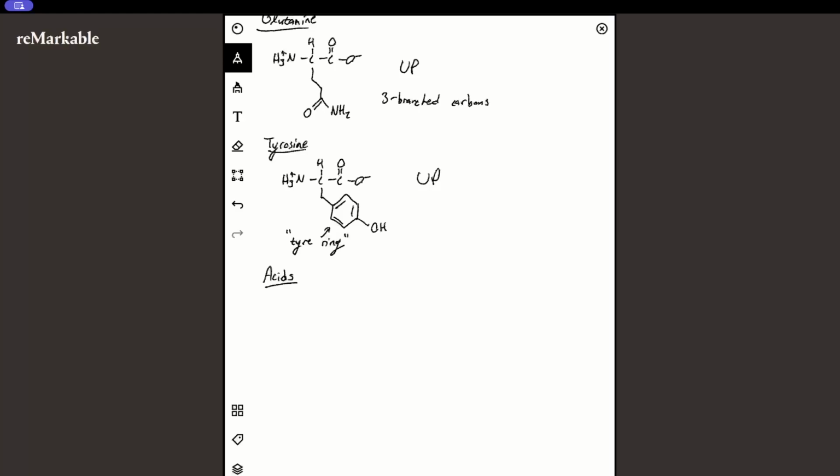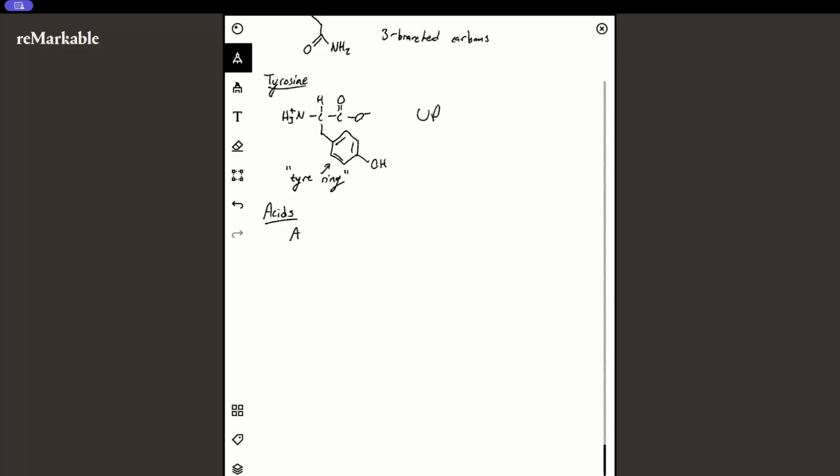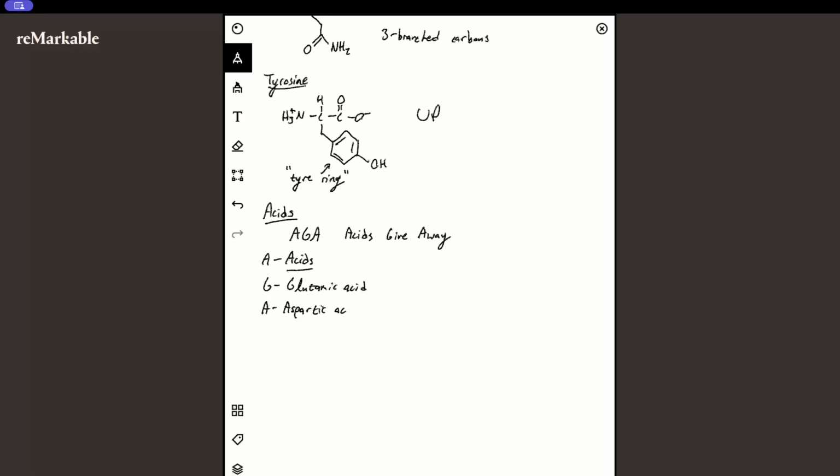The acronym I use for our acids is AGA. Now this one I did not come up with. I got this one from online, and the way they wrote it is that acids give away, in the sense of they give away protons, or proton donors. So this stands for acids, and then G, glutamic acid, A, aspartic acid. Not a lot to memorize. It's pretty simple. It's only two.